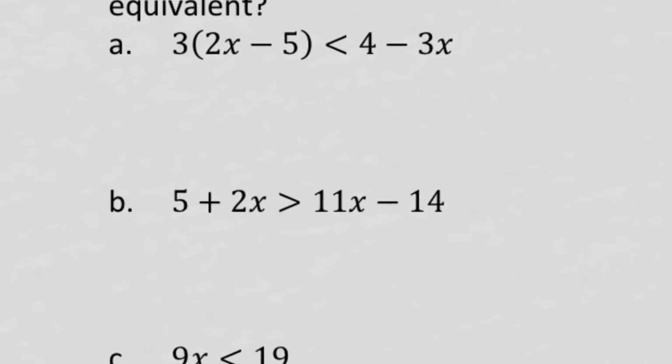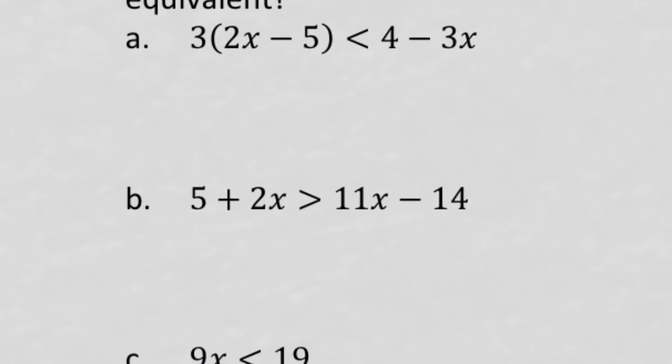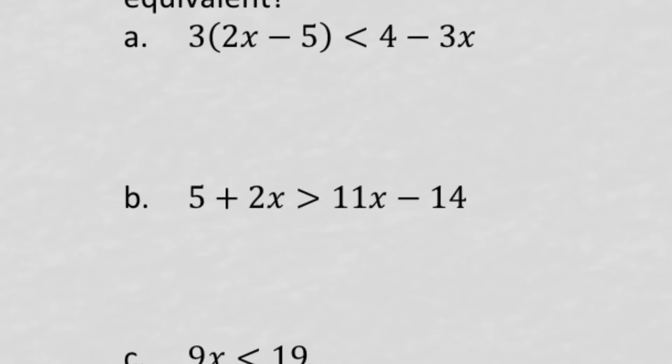3 times (2x minus 5) is less than 4 minus 3x. I'm going to solve this first by distributing. So I'm going to get 6x minus 3 times 5, which is 15. Right? When you distribute, you have to do 3 times 2 and 3 times -5. Is less than 4 minus 3x. Next, I'm going to collect the x's on the left side. I want the x on the left side just so that I can compare them.